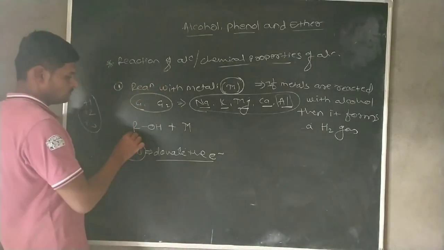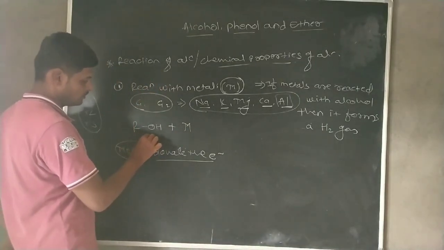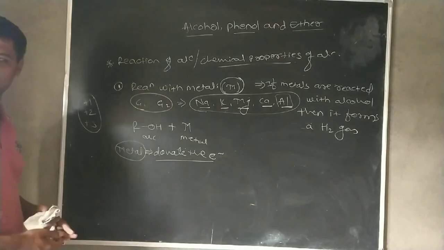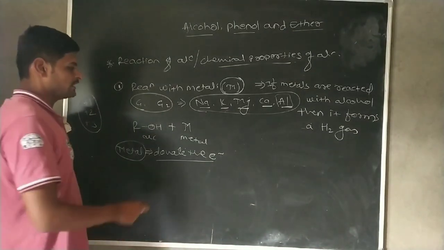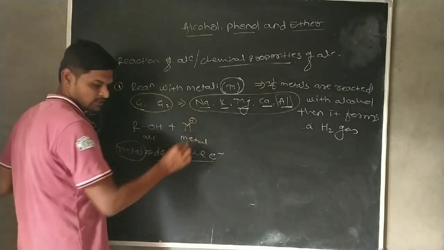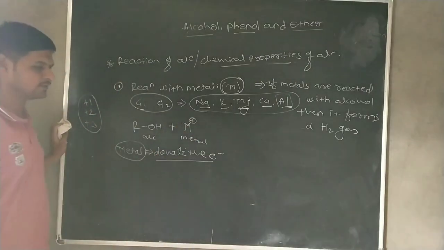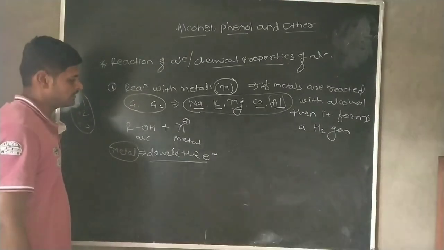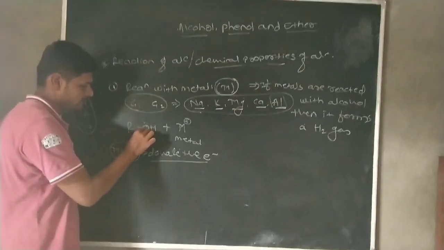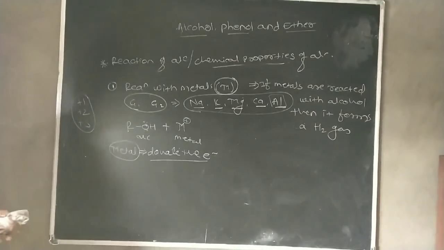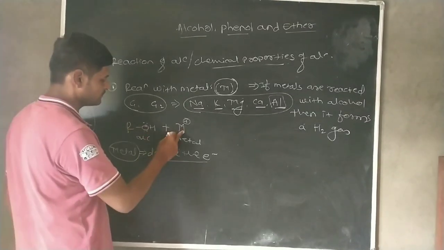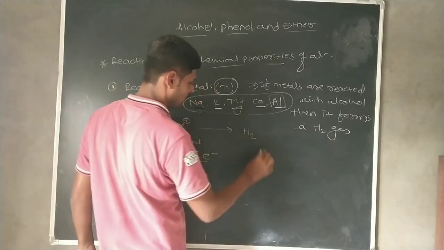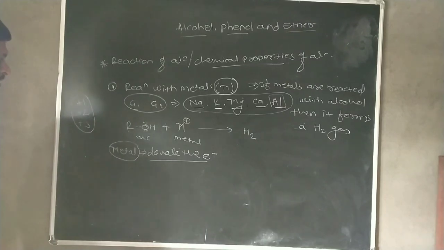Now we see here there is an alcohol and this one is a metal. In this reaction, the metal is reacted with alcohol. This metal is an electron deficient species, therefore there is a positive charge on this metal. This oxygen carries a lone pair. After the reaction of metal with alcohol, there is an elimination of hydrogen.